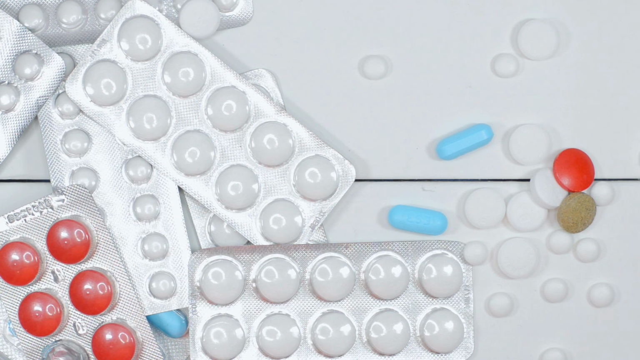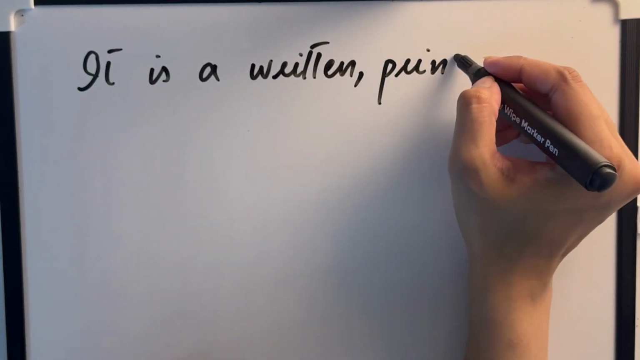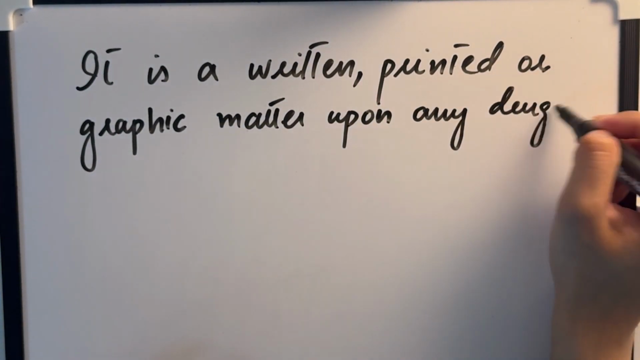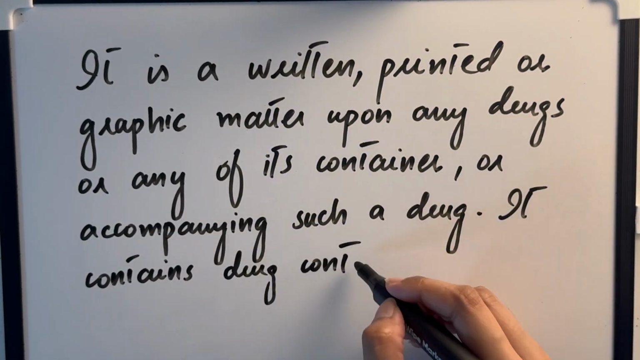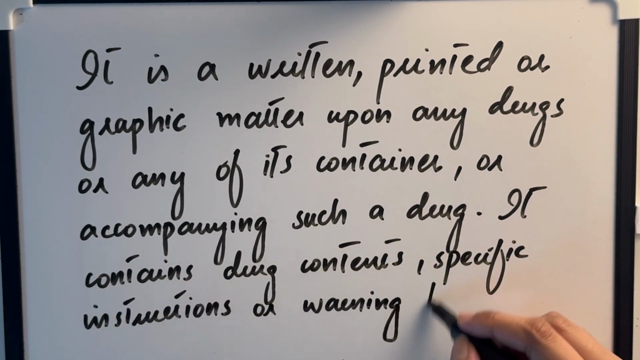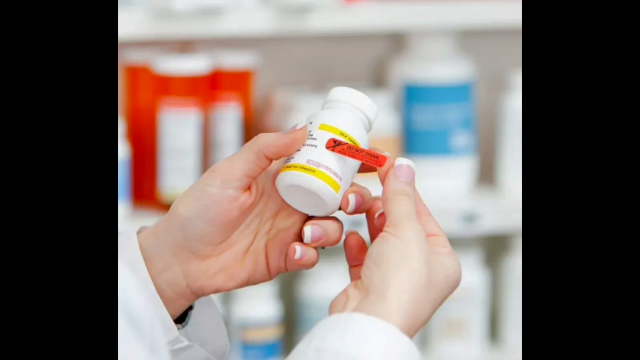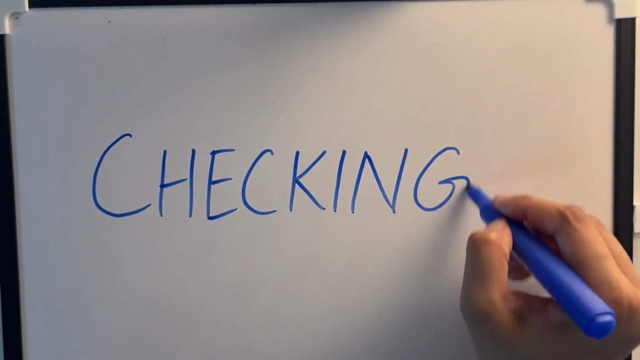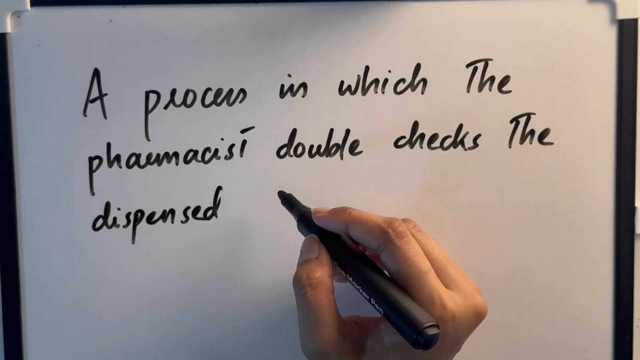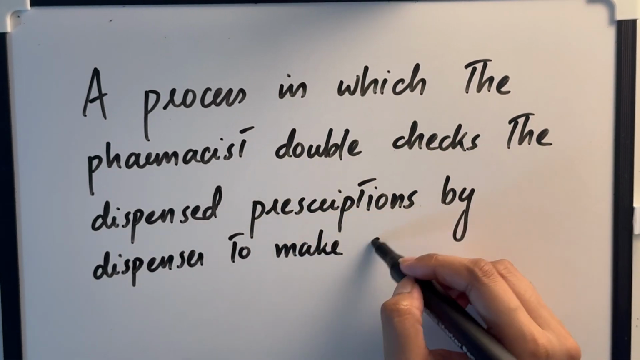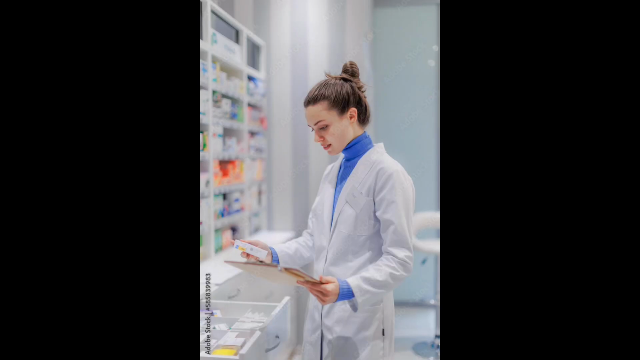Now, let's move to the third terminology, which is labeling. It is written, printed, or graphic matter upon any drug or any of its container or accompanying such a drug. It contains drug contents, specific instructions, or warnings for administration, storage, and disposal. The fourth one is checking, a process in which the pharmacist double checks the prescription dispensed by the dispenser to make sure that everything is right, for example, dosage form, dose, or strength, etc.